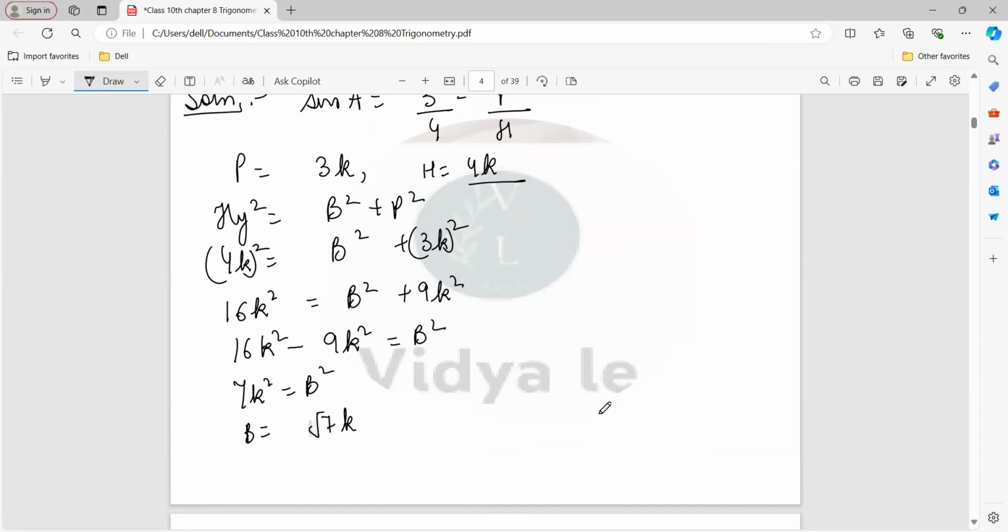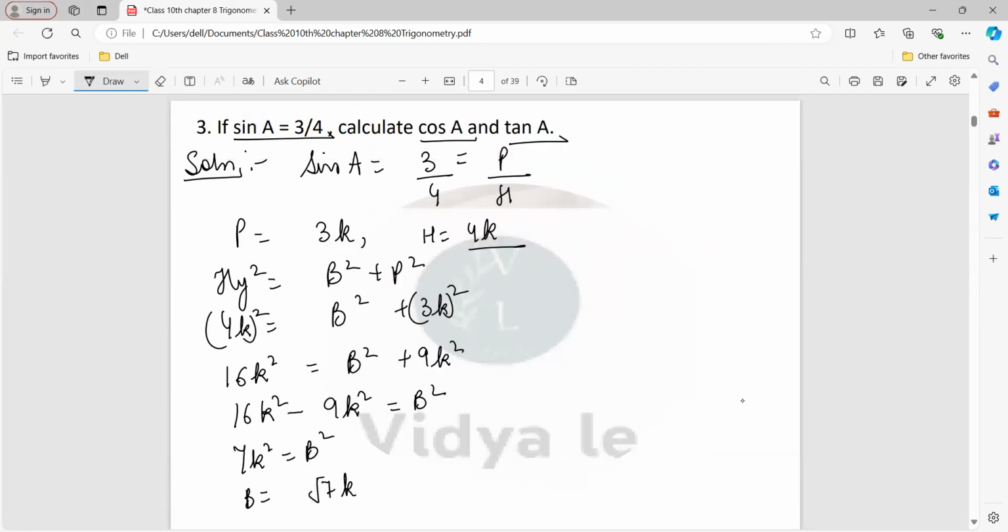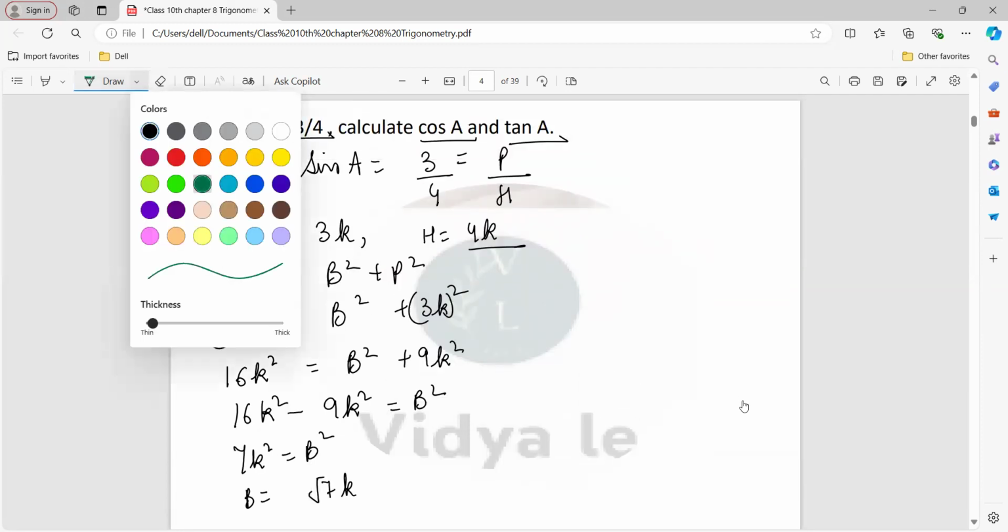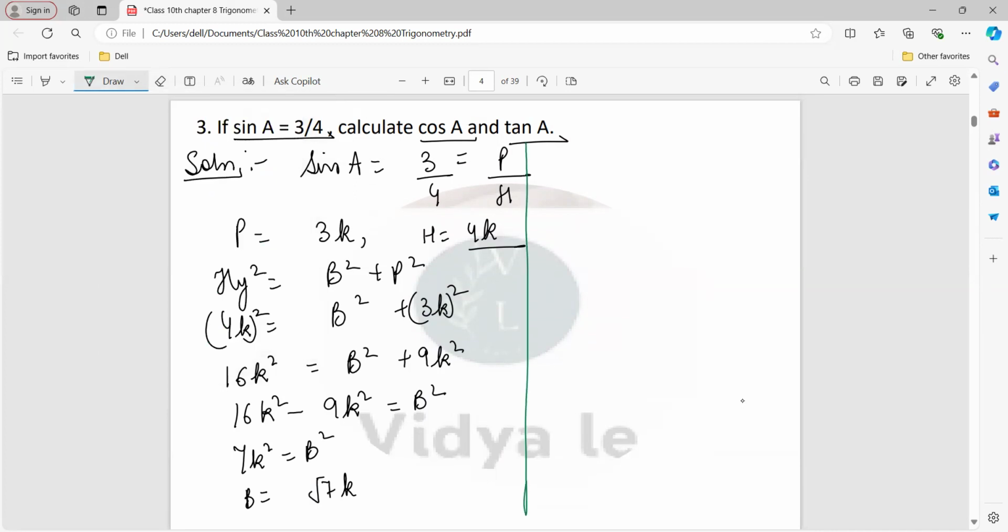Now we have the perpendicular, hypotenuse and base. We need to find cos A and tan A. So cos A is base upon hypotenuse. The base we have is root 7k. The hypotenuse we have is 4k. k and k will get cancelled. So cos A is equal to root 7 by 4.